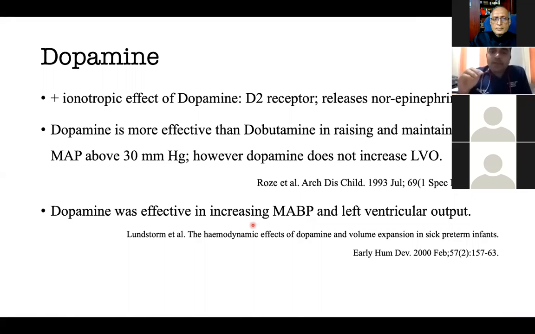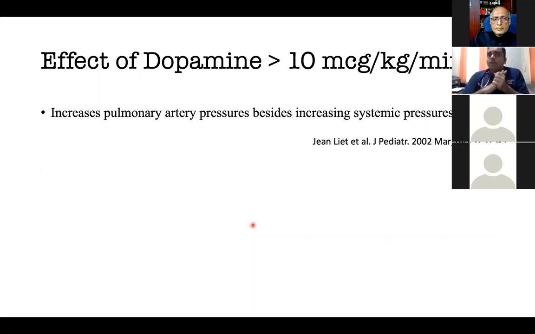Whereas in neonatology, dopamine has not yet become obsolete, because many centers still prefer dopamine as a first line, since it has equal efficacy with epinephrine and a beneficial effect on lung fluid clearance as well as an endocrine effect. But the caveat here is that at doses more than 10 mics per kg per minute, what is the problem with dopamine?